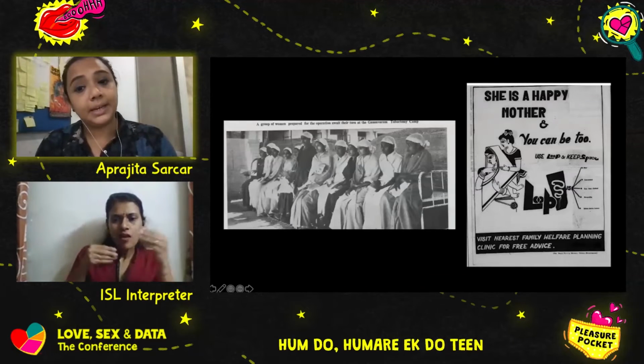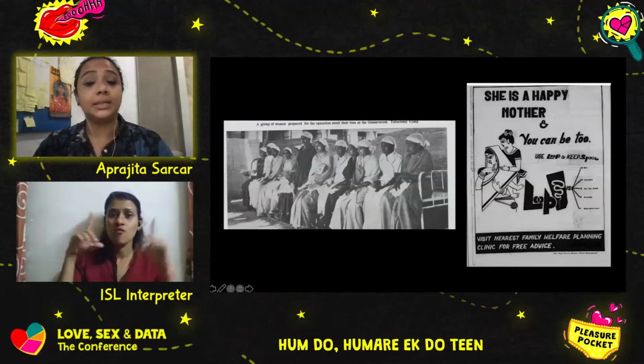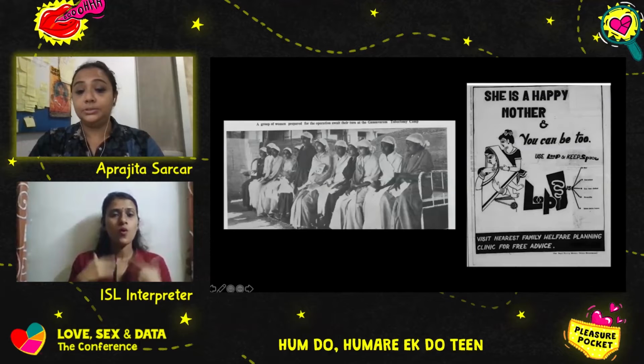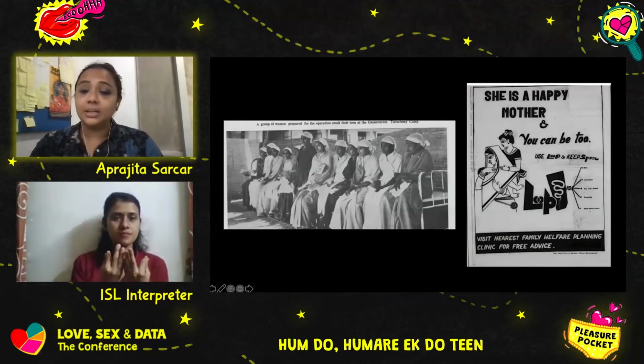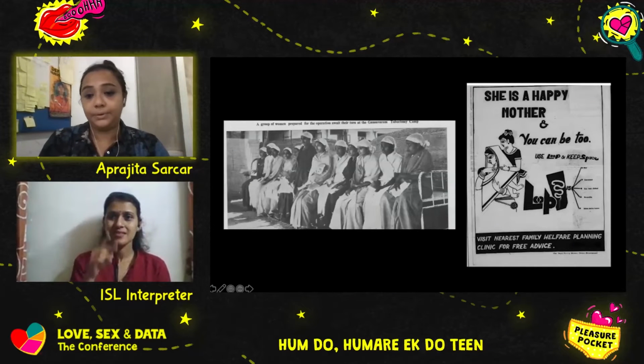On the right-hand side, you see the advertisement for IUDs for a certain kind of woman, a woman who wants happiness, who wants to do better for the family, for the nation, and she's being encouraged to take the loop, which is a form of IUD.